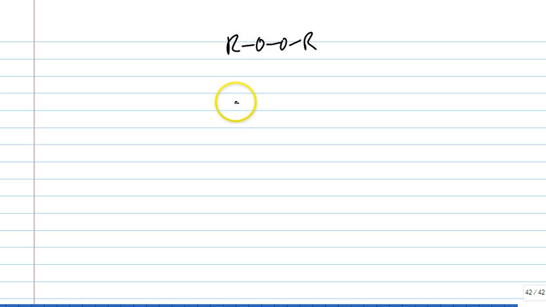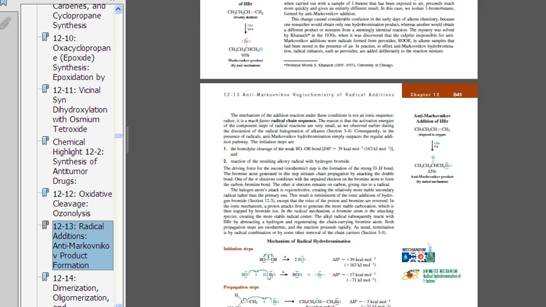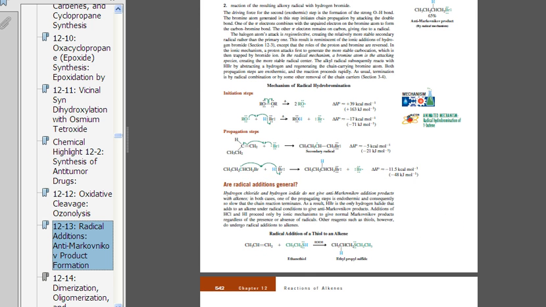So yeah, sometimes we write it like this. Or you might see it says peroxides. Let me look at how they write it in the book. Yeah, they use it as ROR, R-O-O-R. Okay, do you want to go through this mechanism?